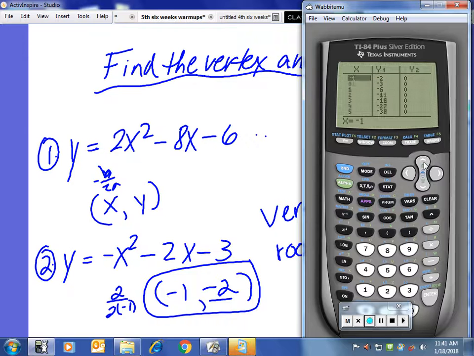And here's something else I can do. If I put the vertex in the middle of the t-chart, just to double check myself, you should start seeing y values repeating each other around that vertex value. Do you see what I'm talking about? It's because that vertex is right in the middle.